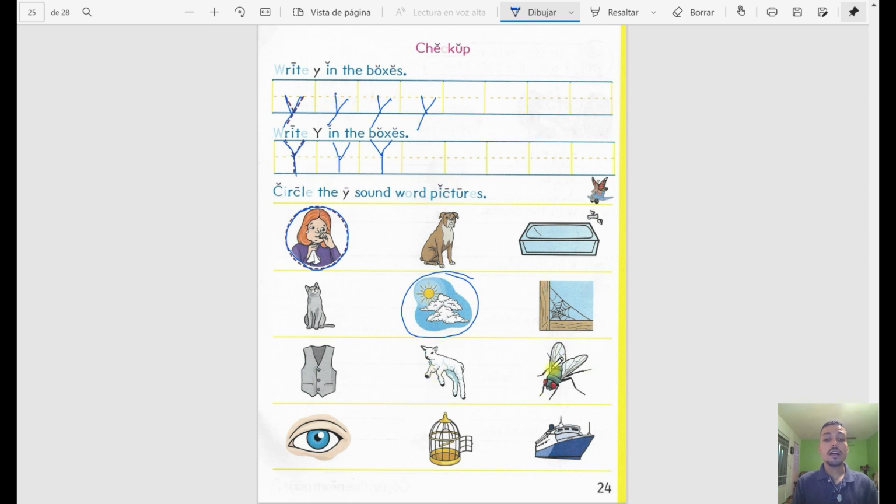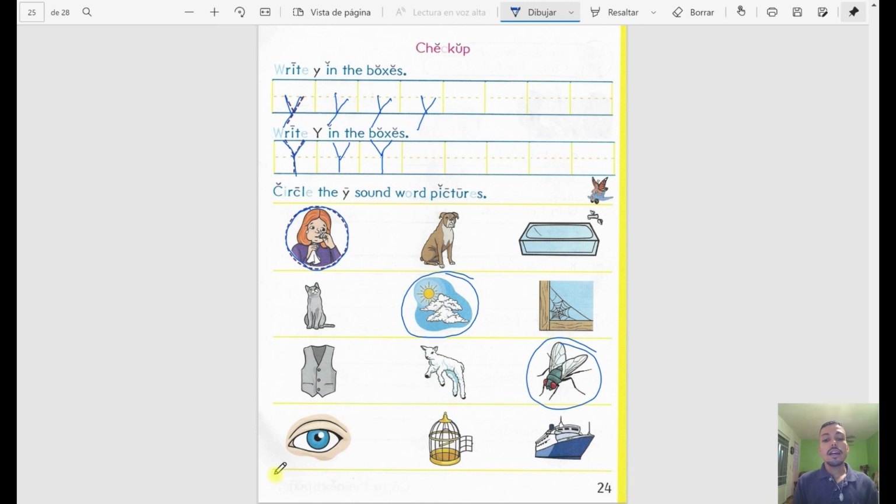The next one here. This is a fly. Fly has the sound I. Fly. Yes, it has the sound, so we have to circle the fly. Yes, very good.